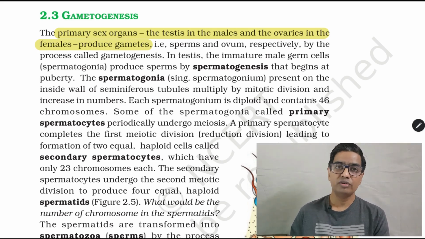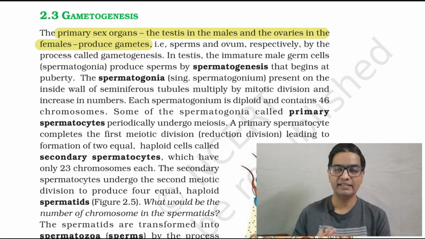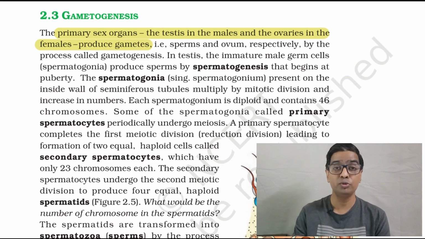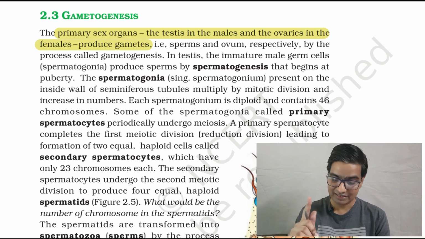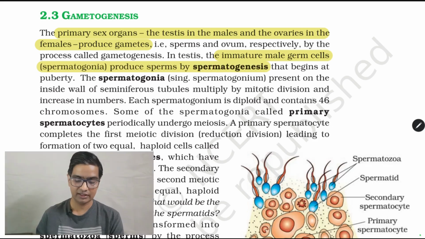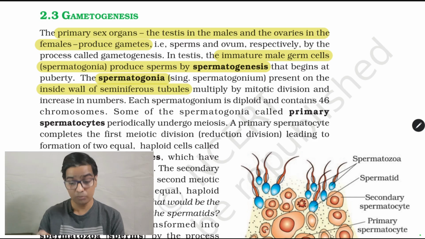Now, this is how the process starts. A male child is born with Sertoli cells and spermatogonia in their testes. Nothing happens for the first 10, 12, 13 years. By the time the child reaches puberty, zero sperms are formed. Then the male hits puberty, and the immature male germ cells start to produce sperms by spermatogenesis. There are some cells called spermatogonia, singular is spermatogonium. They are present on the inside wall of the seminiferous tubule. They undergo mitotic division.